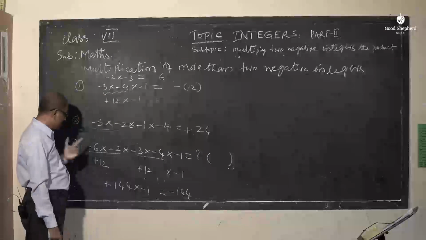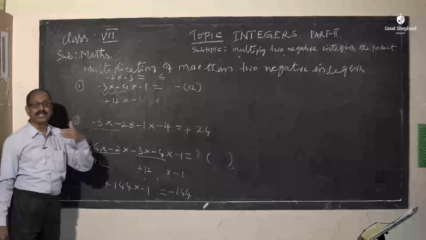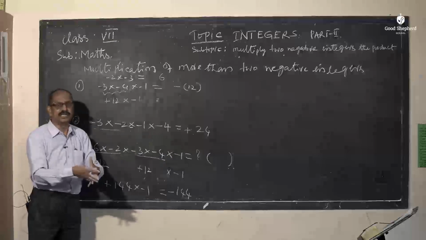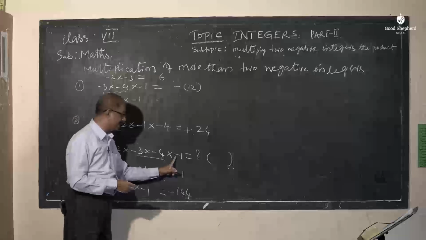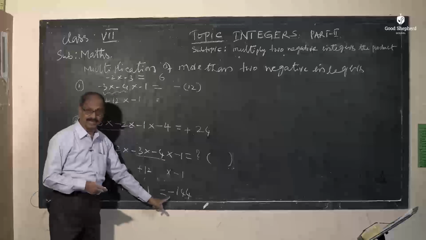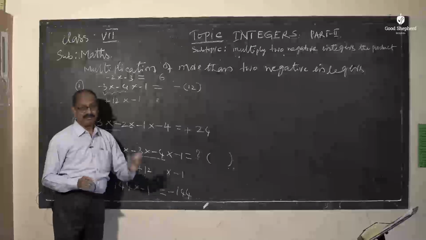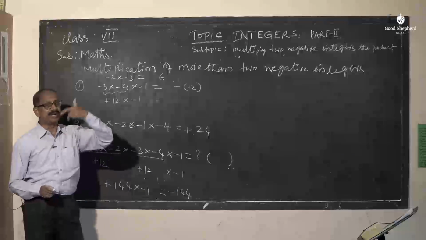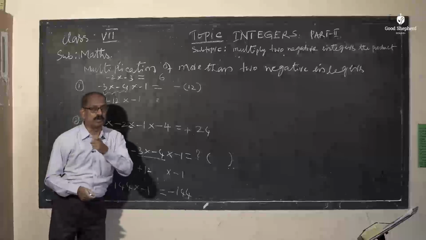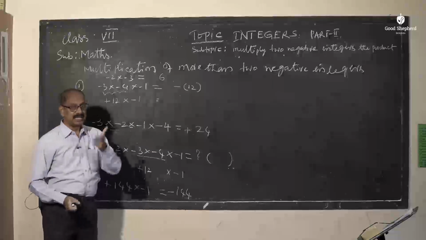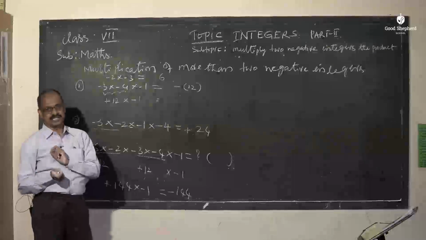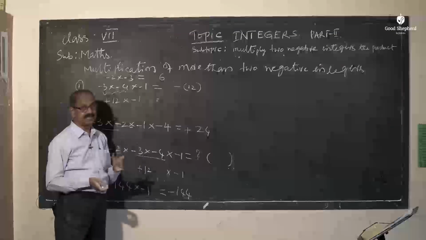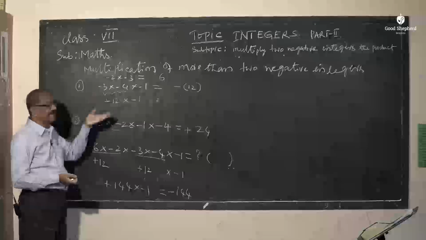Got the idea? Next, there are 5 negative integers. The product of 5 negative integers, what will we get here? 1, 2, 3, 4, 5. Then I got the result with a negative sign. The 5 is an odd number. Whenever there are an odd number of negative integers, the product is always a negative integer. An even number of negative integers gives a positive integer. So you should remember this. It is what we observed in the grid.